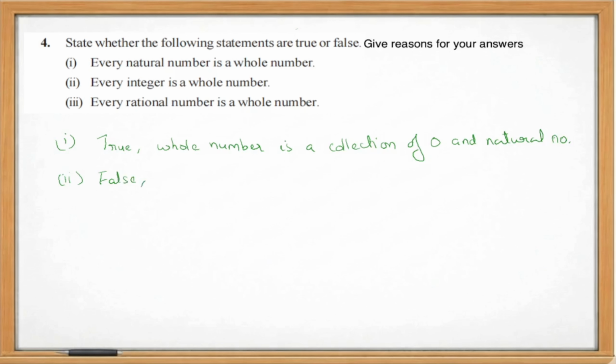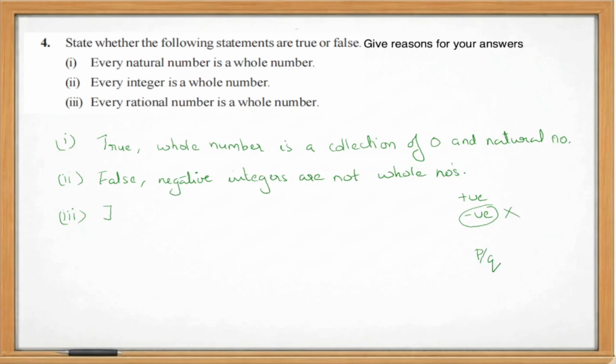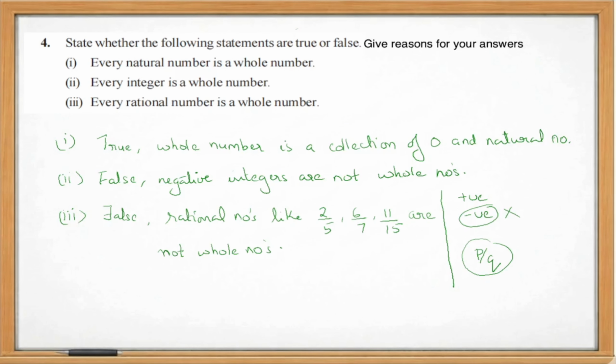It's false. Why? See, in integers, we have positive numbers as well as negative numbers, right? In whole numbers, we don't have negative numbers. So, negative integers are not whole numbers. Now, the third one, every rational number is a whole number. Rational number means it is in the form P by Q, right? So, this is false. In whole numbers, we don't have fractions. So we can say rational numbers like 2 by 5, 6 by 7, 11 by 15 are not whole numbers.